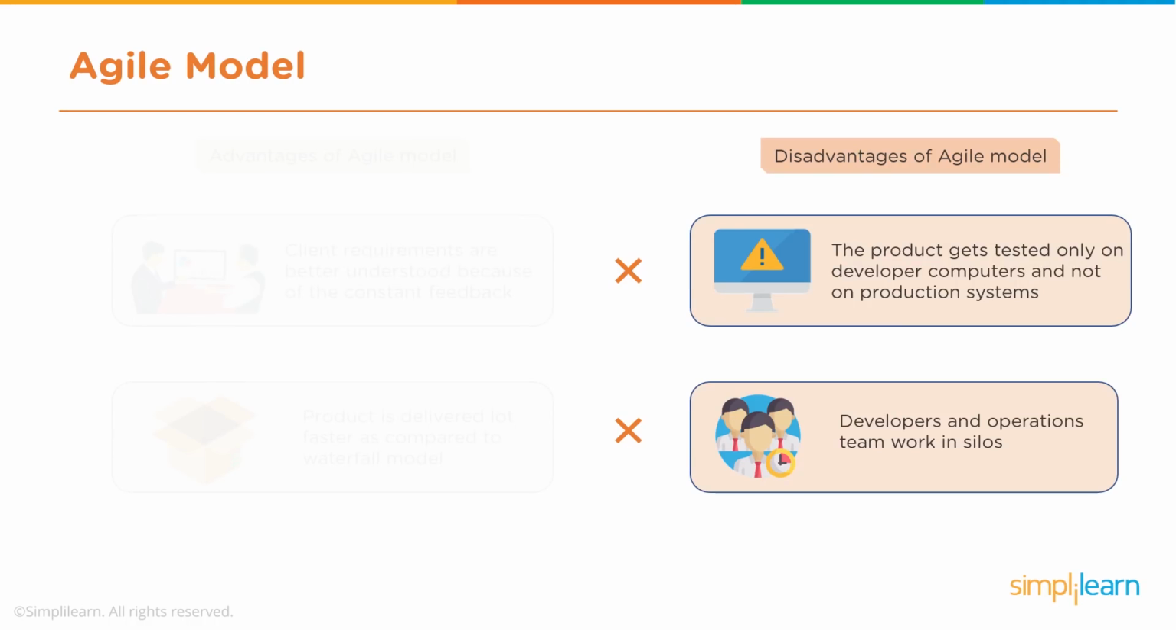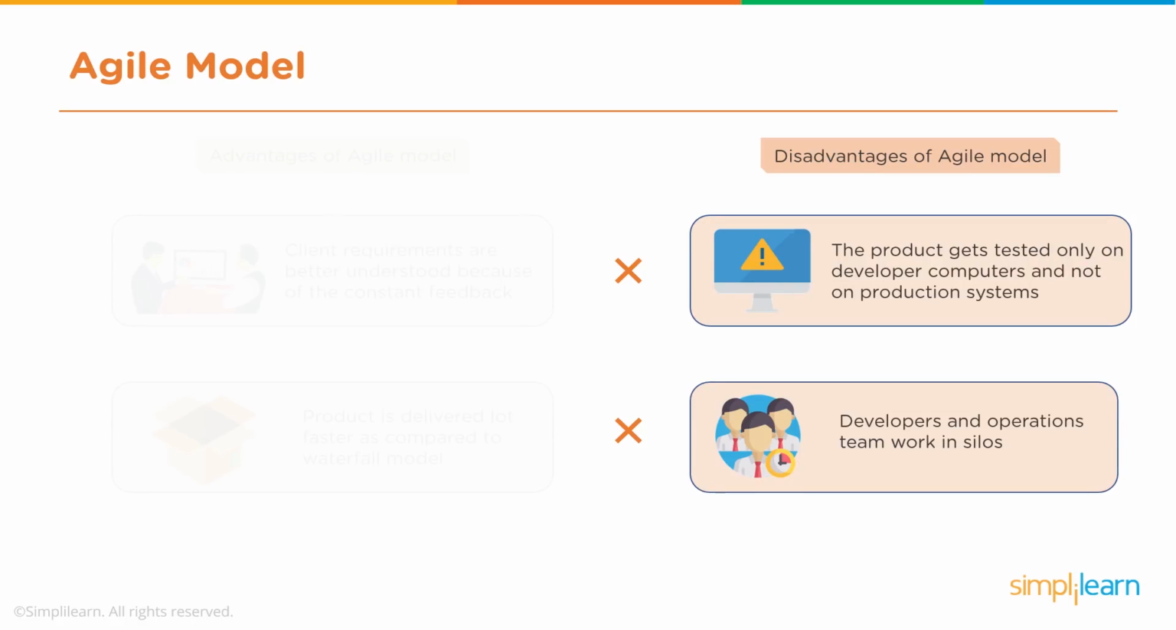However, there are also some distinct disadvantages. The product itself really doesn't get tested in a production environment. It's only being tested on the developer computers. And it's really hard when you're actually running Agile for the sprint team to build out a solution easily and effectively on their computers to mimic the production environment. And the developers and the operations team are running in separate silos.